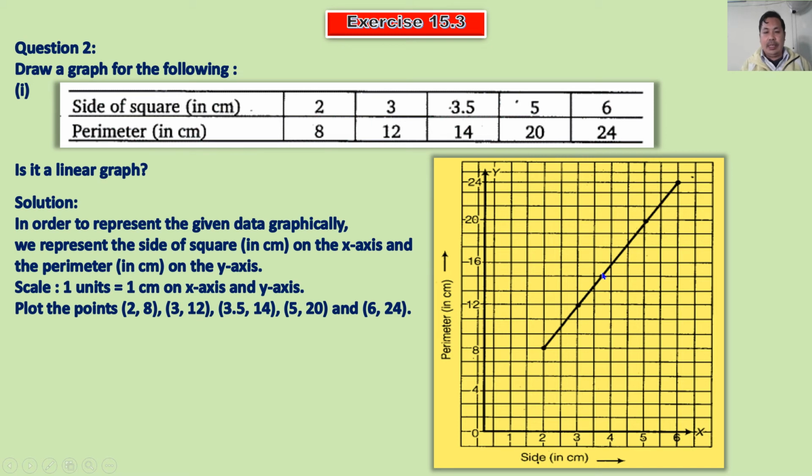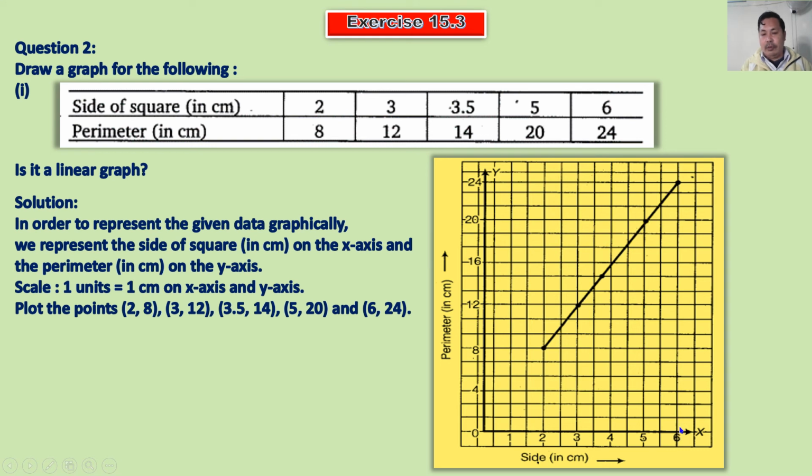And then next is 5 and 20. So 5 you will get here, and then 20 here. 5 is the value of x, and 20 is the value of y. It will be this point. Okay, so we'll take one point on it.